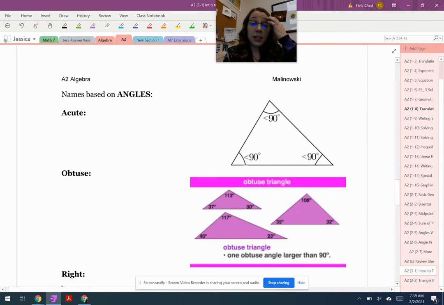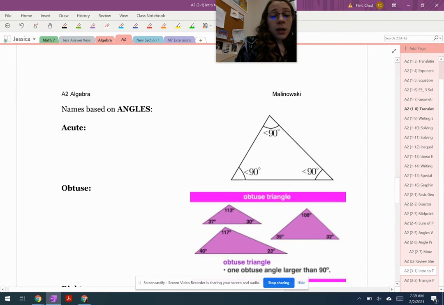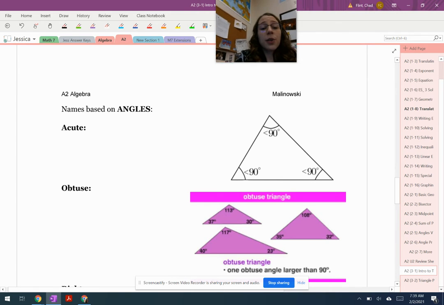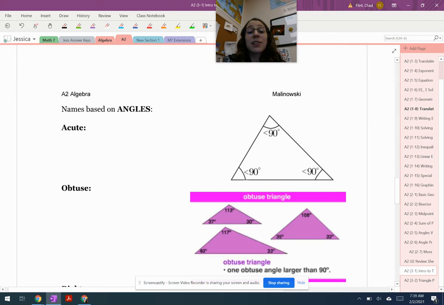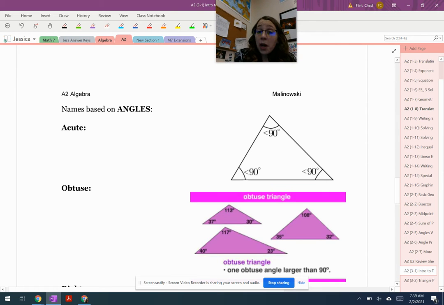So the next kinds of names for classifying triangles have to do with the angles that they have. Names based on angles. An acute angle, remember, is an angle that is less than 90 degrees. So in an acute triangle, all three of the angles are less than 90 degrees.